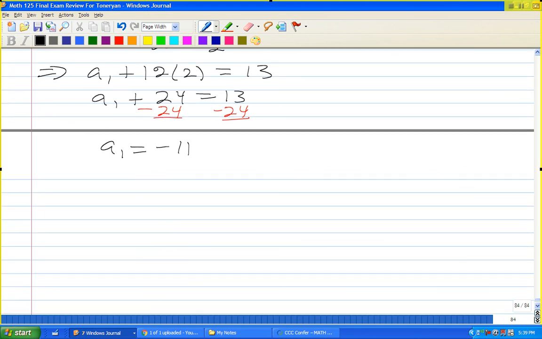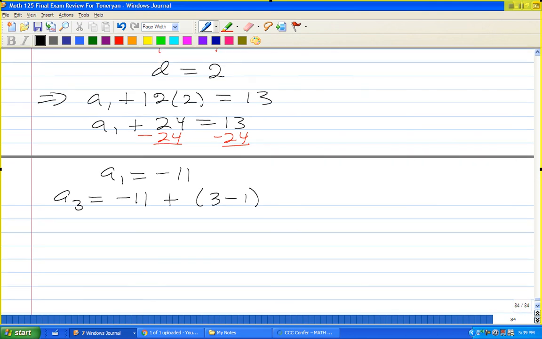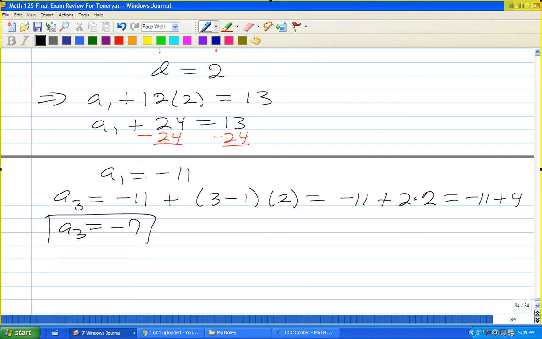And so let's figure out the third term. So I know that a sub n, well, let's figure out the third term. And so the third term is equal to a sub 1 plus n, 3, minus 1 d, which was 2. And so negative 11 plus 2 times 2. So a sub 3 is negative 7.